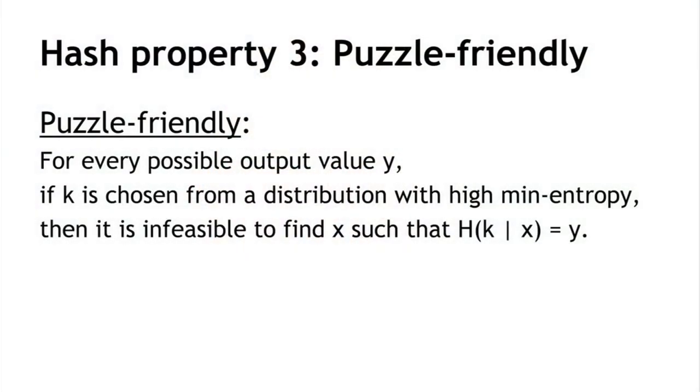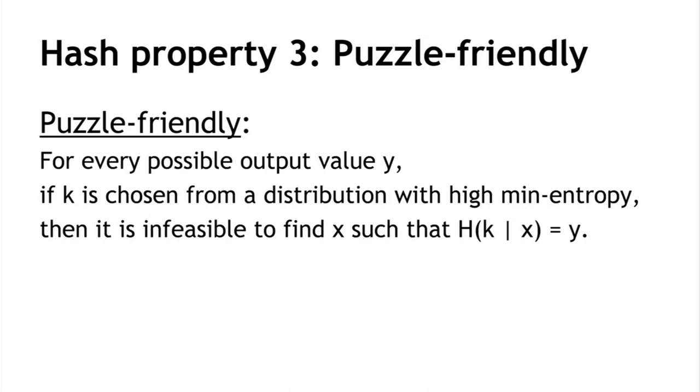that for any possible output value y that you might want from the hash function, we're going to use y as an output value of the hash later, that if k is chosen from a distribution that has high min entropy, that is k is chosen randomly from some set that's super spread out, then there's no way to find an x such that the hash of k and x is equal to y.